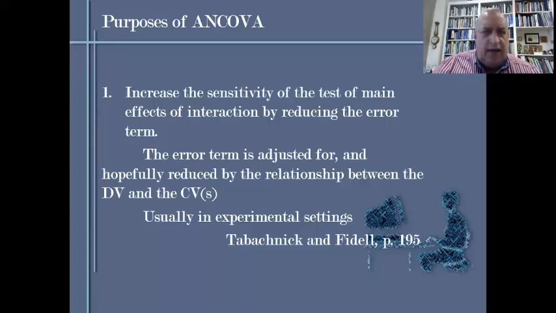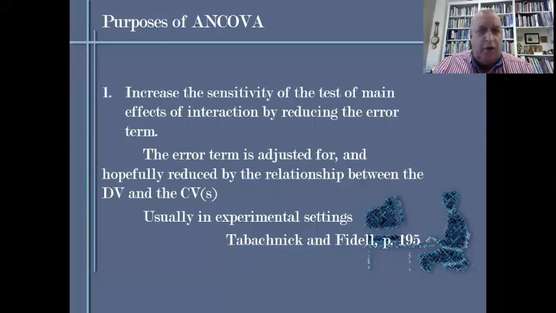And here we use the ANCOVA to increase the sensitivity of the test of main effects and interaction by reducing the error term. The error term is adjusted for, and hopefully reduced, by the relationship between the dependent variable and the control variable. So this is the first idea that we use ANCOVA for in our research.